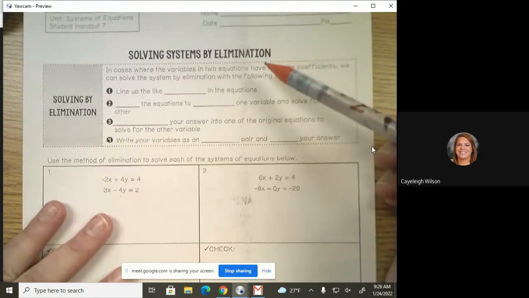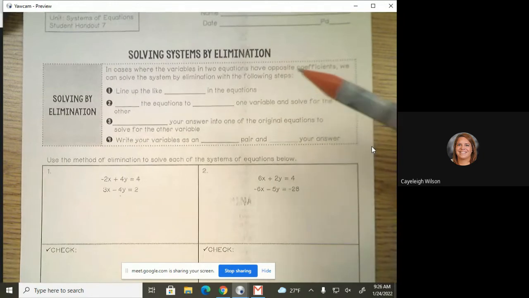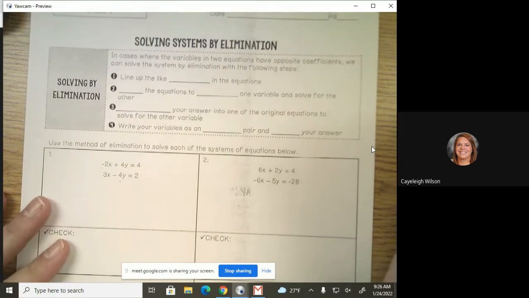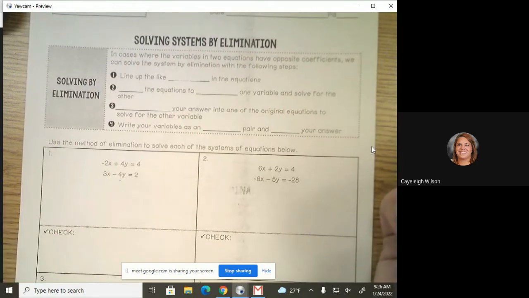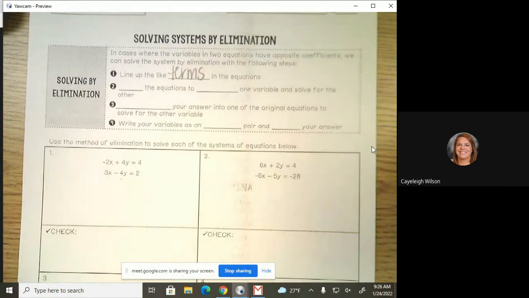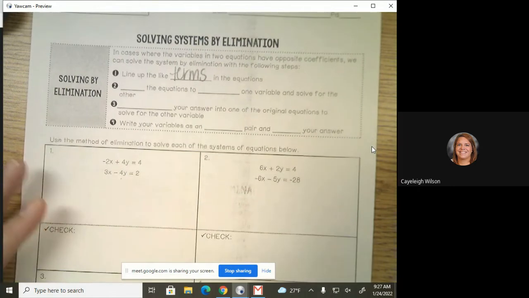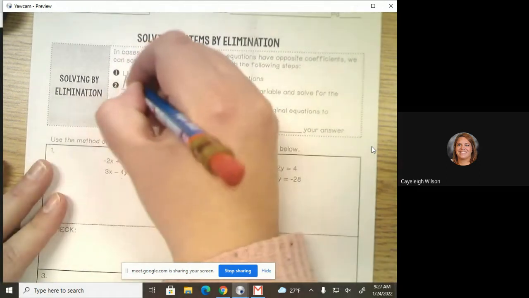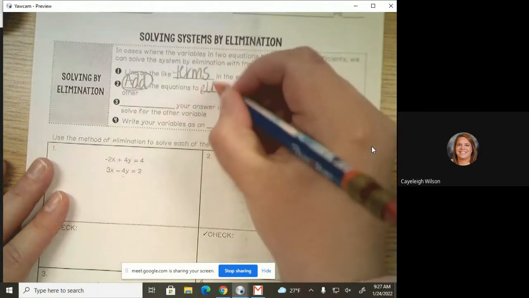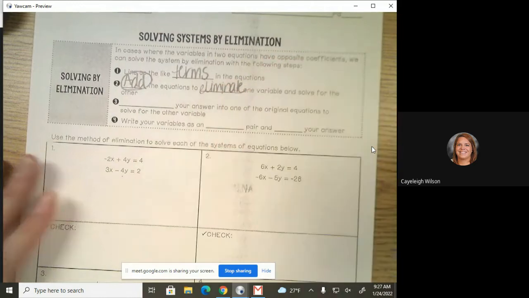Okay, so solving systems by elimination. In cases where the variables in two equations have opposite coefficients, we can solve the system by elimination with the following steps. So first thing you're going to do is line up the equations to make sure that all the like terms are lined up, which means the x's are above the x's, the y's are above the y's, the equals are above the equals. Then you're going to add the equations together, and that's going to eliminate one of the variables.